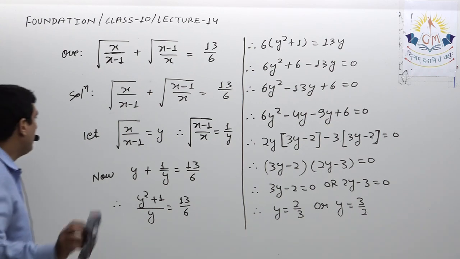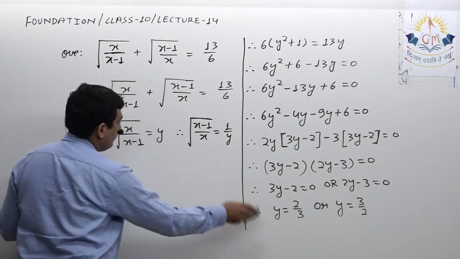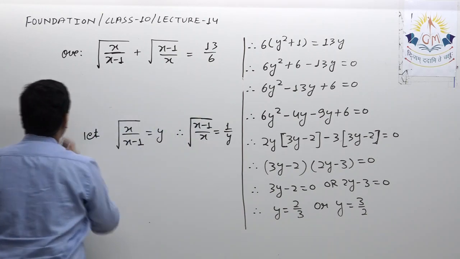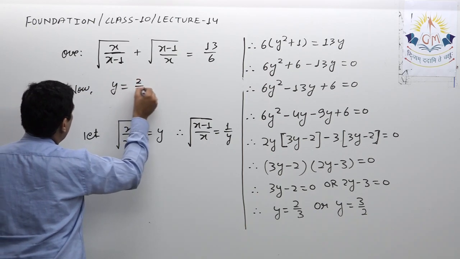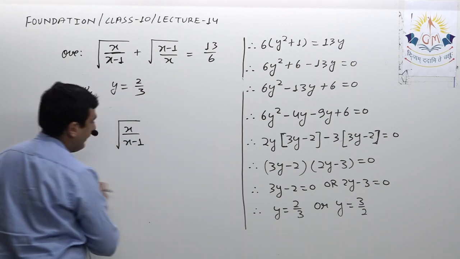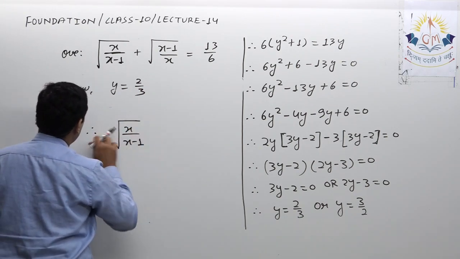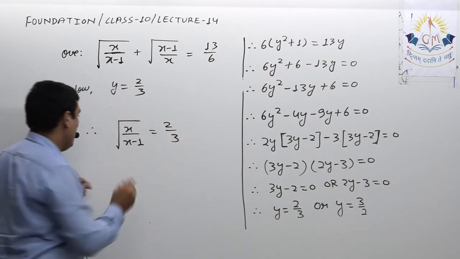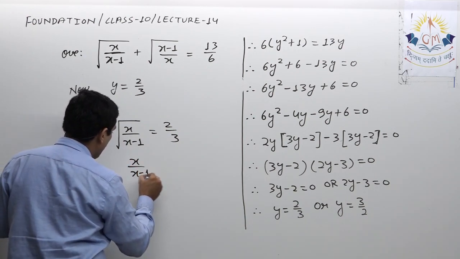Okay, now let us see how to solve it further. Now I will use first y equal to 2 by 3. Therefore, root of x upon x minus 1 is equal to 2 by 3, because that was the assumed value of y. Now squaring both sides gives you x upon x minus 1.